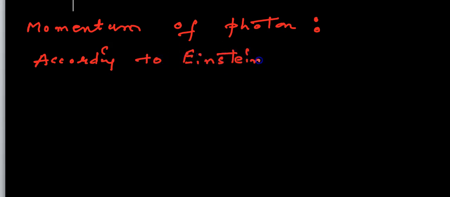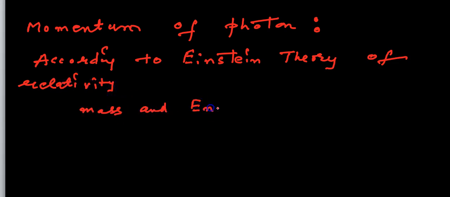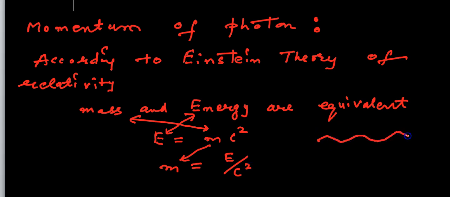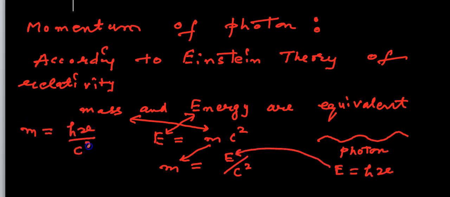According to Einstein's theory of relativity, mass and energy are interconvertible, or equivalent. E equals mc square, where E is energy and m is the mass. Mass becomes E over c square. This is a wave, and a photon associated with this wave has energy h nu. Substituting the value of E, which is h nu, the mass becomes h nu over c square.